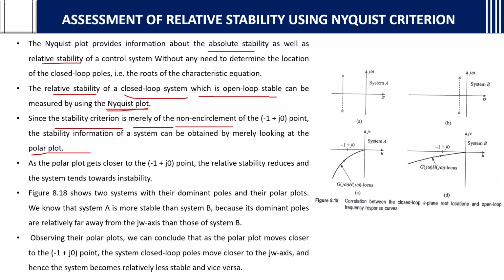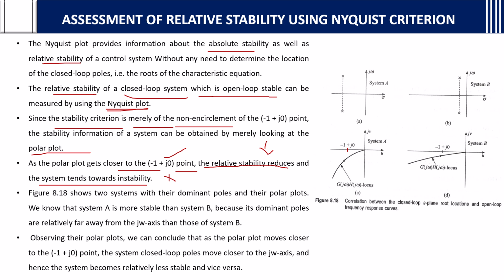As the polar plot gets closer to the -1 plus j0 point, what we have seen in the previous video, the relative stability reduces and the system tends towards instability. If the polar plot gets closer to this point, the relative stability will get reduced and the system tends towards instability. So it should not happen.